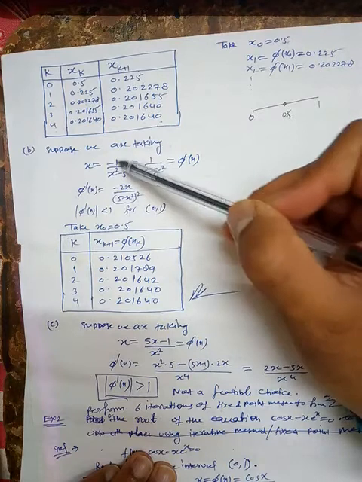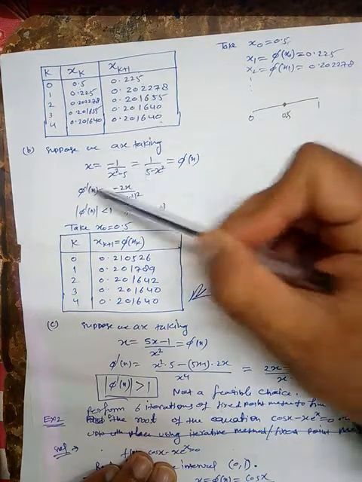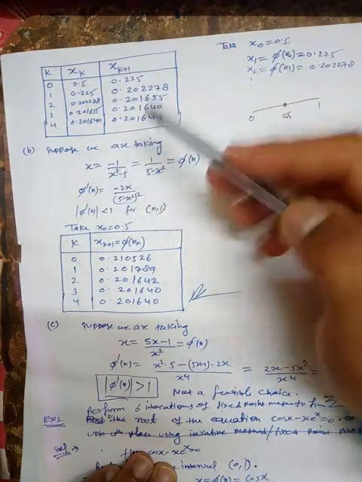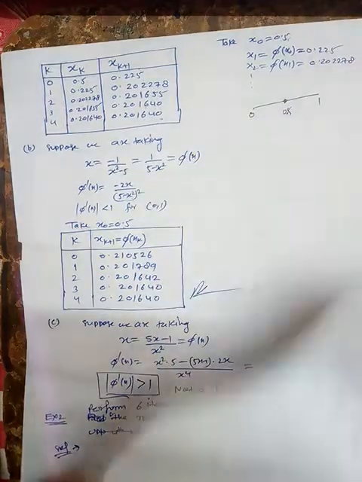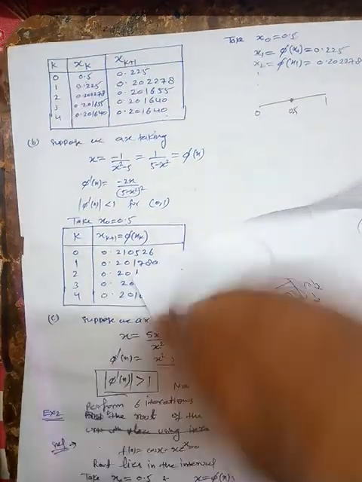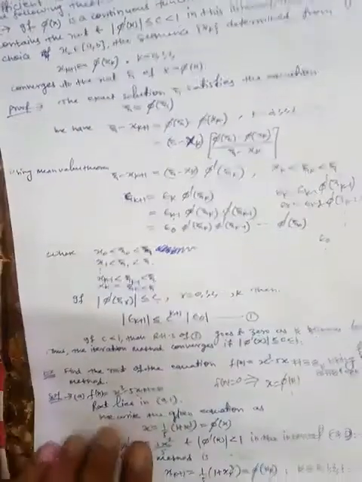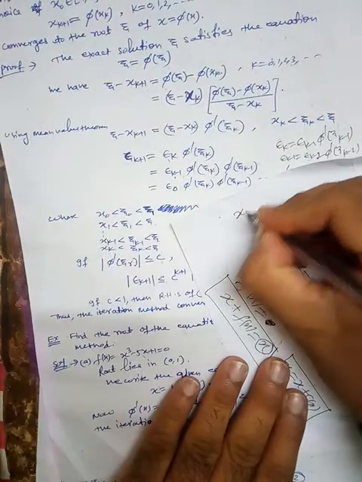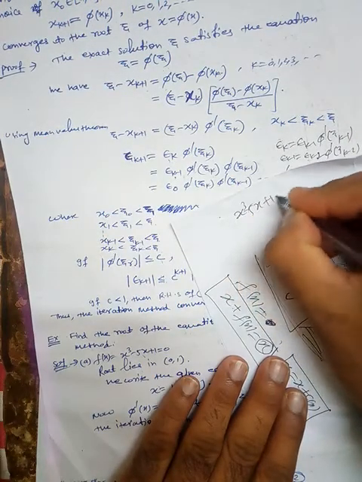Another way is, suppose you are selecting this as your formula, because here what we have done. What is our function? If you see, we have x cube minus 5x plus 1 is equal to 0.